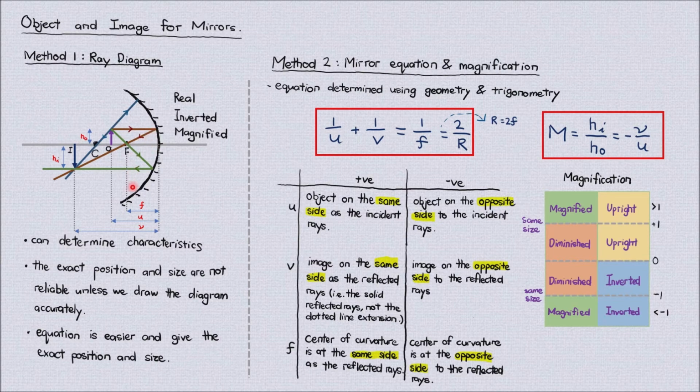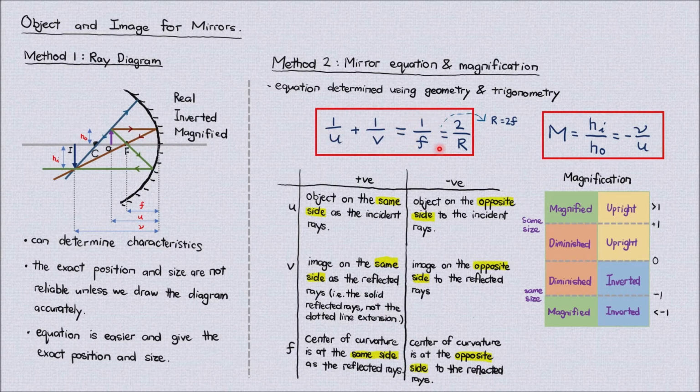So the object distance, I think it's quite easy. You just measure from the arrow to the vertex. Then for the image, you measure from the image arrow to the vertex. So what is the purpose of these equations here? These equations allow us to deduce the characteristics of the image by knowing the characteristics of the object and the characteristics of our mirror.